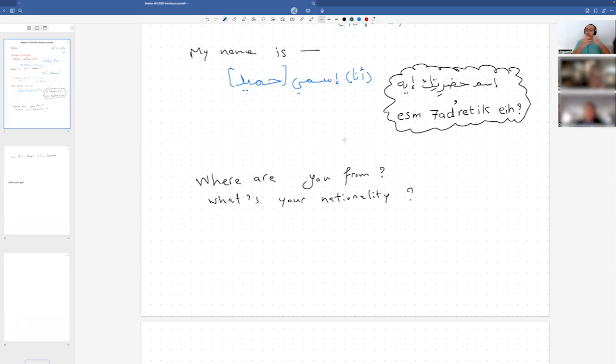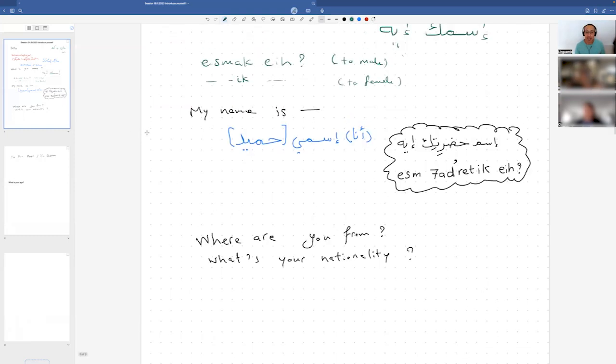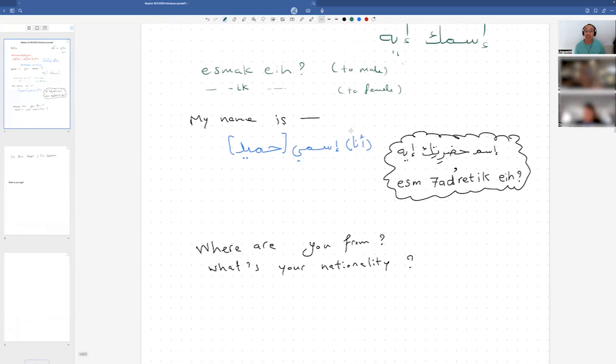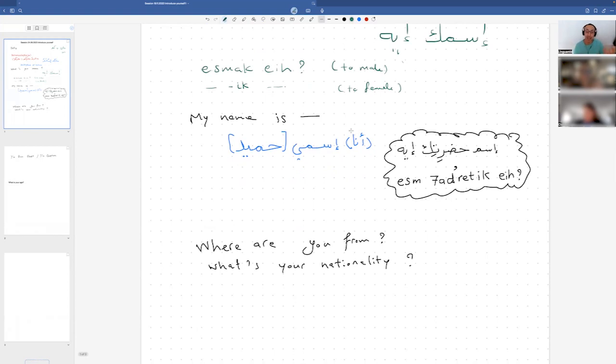So ism comes and the pronoun is a suffix. The pronoun is not separate; it's connected to the same noun at the end: ismak, ismik, ismuku, ismaha, ismu, and so on. Ismi, my name. For example, اسمك ايه, انا اسمي باربرا. Okay, اسمك ايه, انا اسمي كلاوديا. So this is how we say انا اسمي and اسمك ايه.